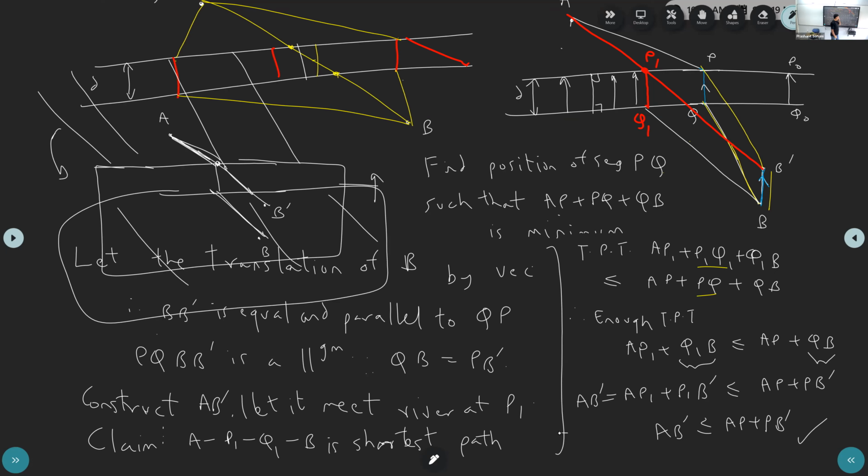But that is exactly what we are doing here. In a way, we are ignoring the river. But when we ignore the river, we have to compensate for that by shifting the position. So we are no longer trying to reach B, we are trying to reach B dash, as if the river is not present at all. Okay, so I hope this intuition is clear.